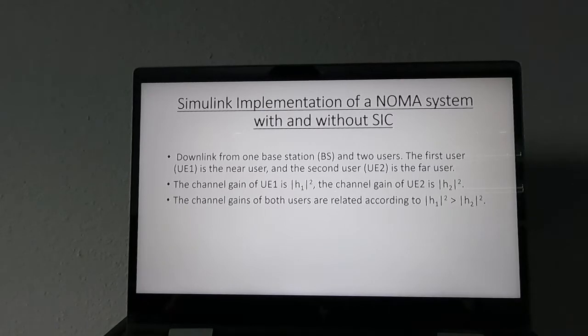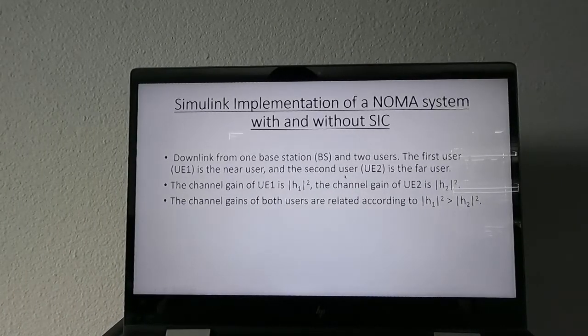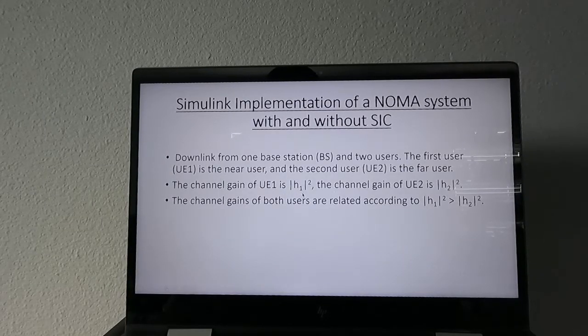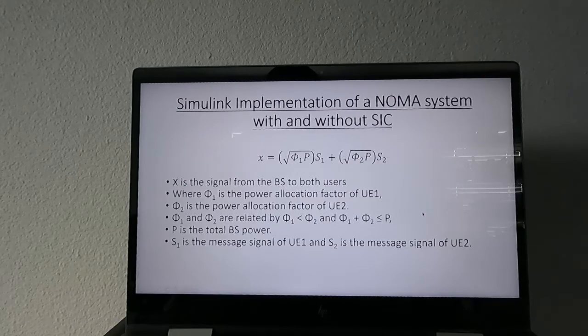Now let's look at a simulation to show how SIC is used to cancel interference. We'll have two systems, one with and one without SIC. So we'll simulate a downlink from the base station to two users. The first user, UE1, is the near user. The second user, UE2, will be the far user. The channel gain of UE1 is H1, and the channel gain of UE2 is H2, and the channel gain H1 is greater than H2. That's the relation.